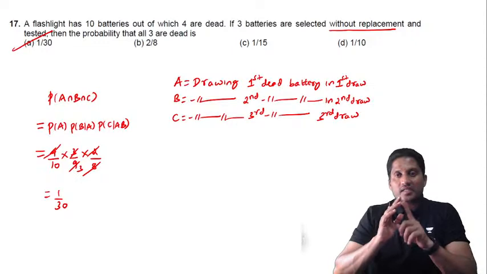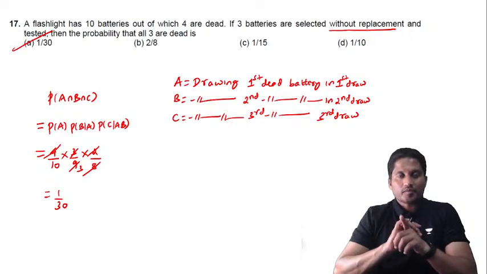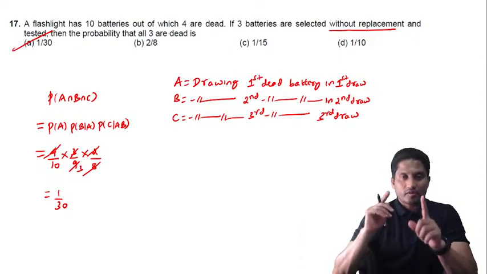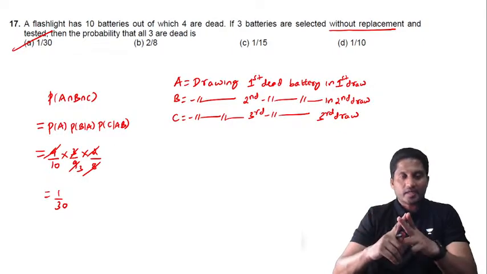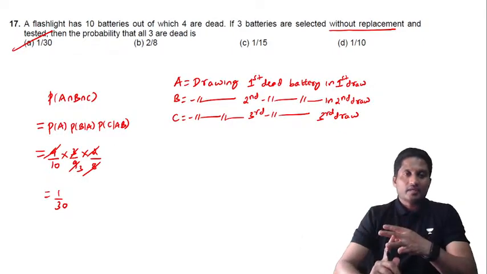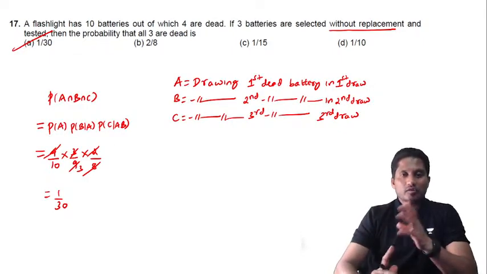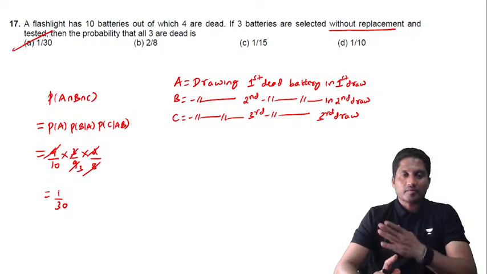If 3 batteries are selected without replacement and tested, the probability all 3 are dead ones. First should be dead battery, second should be dead battery, and the third should be a dead battery. It is without replacement. So do one by one. Use multiplication theorem on probability.